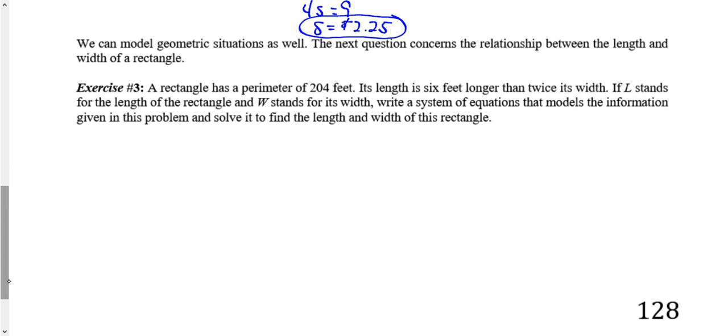All right, exercise 3. Rectangles, perimeter, 204 feet. What is perimeter? Perimeter is not area. Perimeter is not length times width. Length times width is area. Perimeter, guys, is the outside. It is the distance around the figure, adding all the sides. What'd you get? No, it's 225. Perimeter is adding up all the sides, okay?